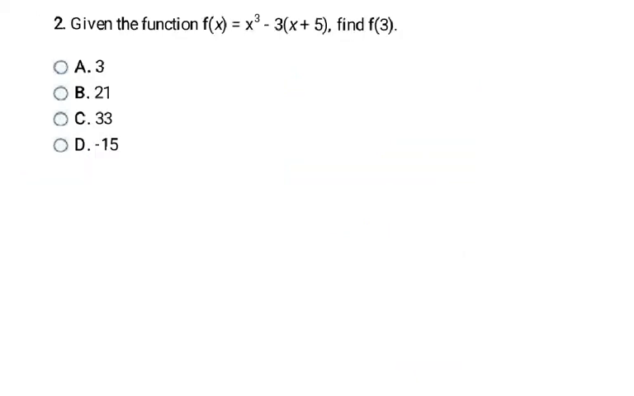In this next problem, it's very similar. Here I have the function f of x, this is its name, equals x cubed minus 3 times the quantity x plus 5. And it wants me to find that function f when x is 3. So in the name, x has already been replaced with 3, so that means in the equation, I'm going to replace every x with 3.